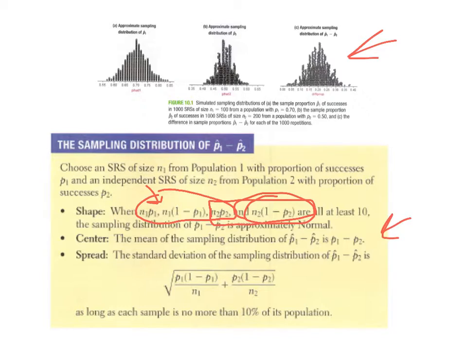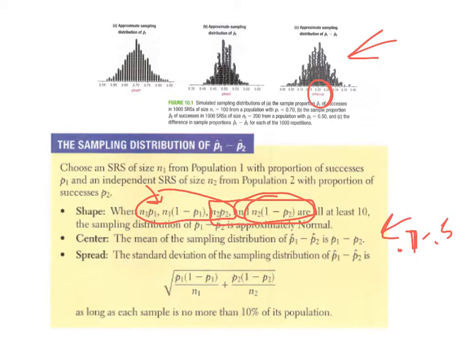Okay, our center is going to be the mean of the sampling distribution, which is going to be P1 minus P2. In this case, it was 0.7 minus 0.5, which will give us 0.2, and you'll notice that's where our mean is centered.